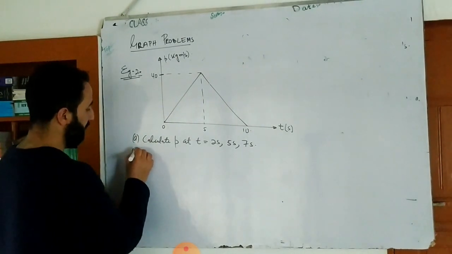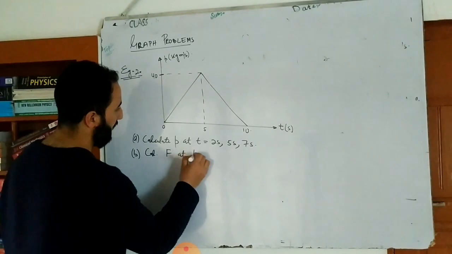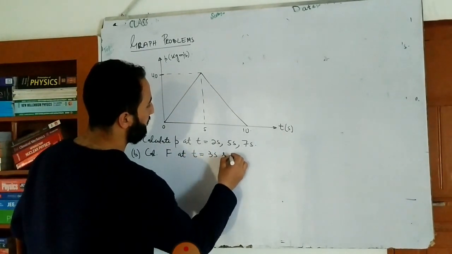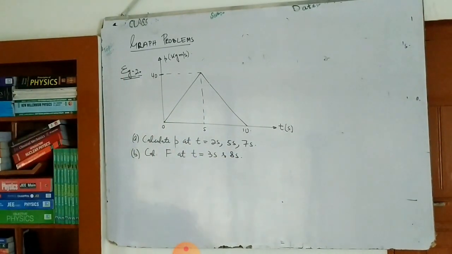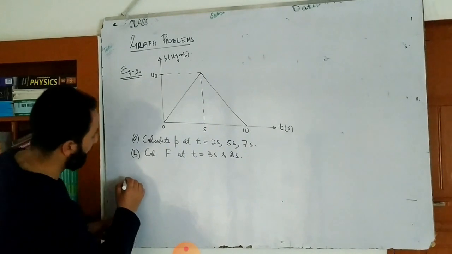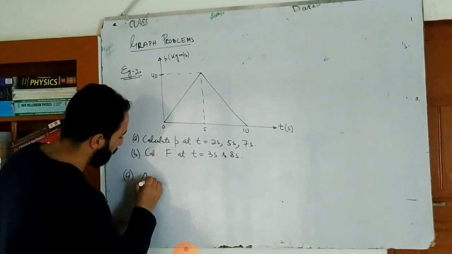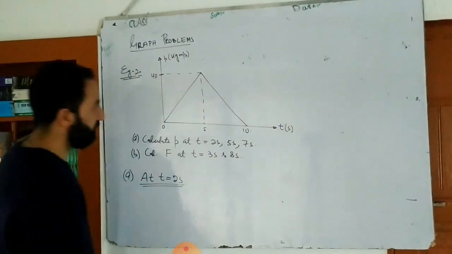B part, let's calculate B part. Calculate force F at t equal to 3 seconds and 8 seconds. At these 2 different times you are supposed to calculate the force. Okay, so let's do part A. So part A is like this. We have to calculate what? Momentum. So momentum at t equal to 2 seconds. At t equal to 2 seconds we will have to calculate the momentum at this time.